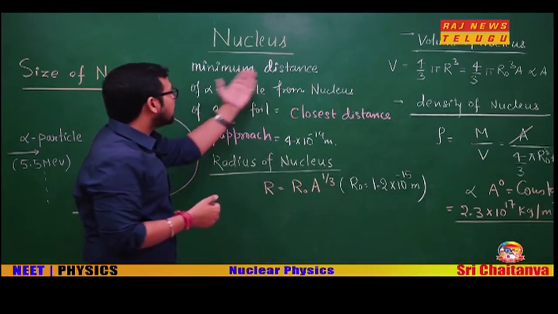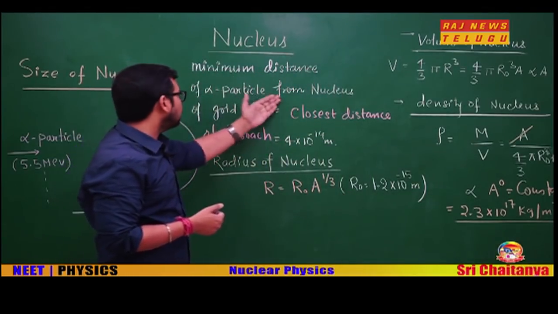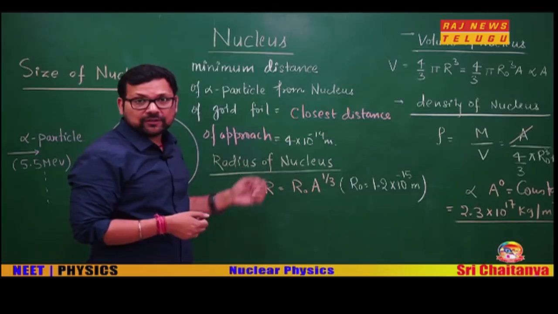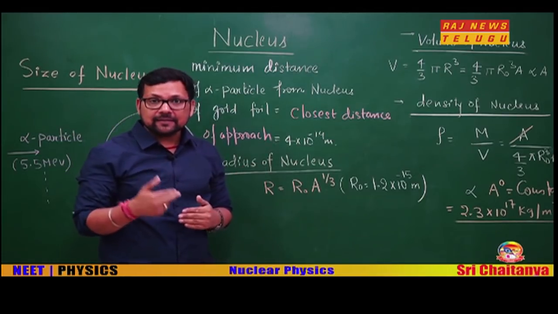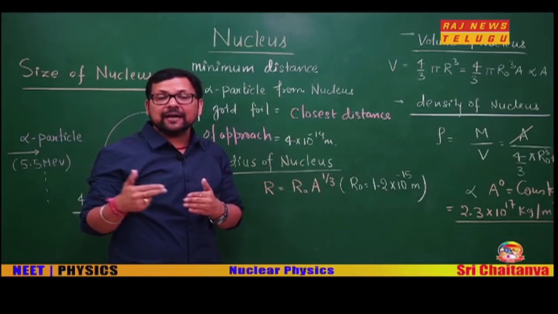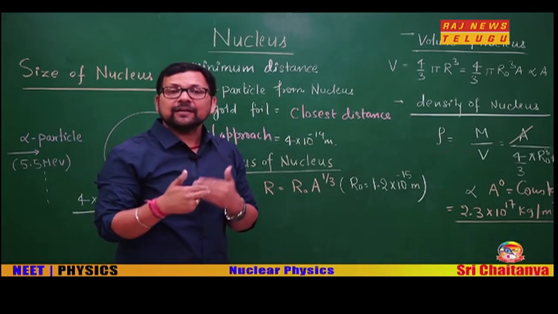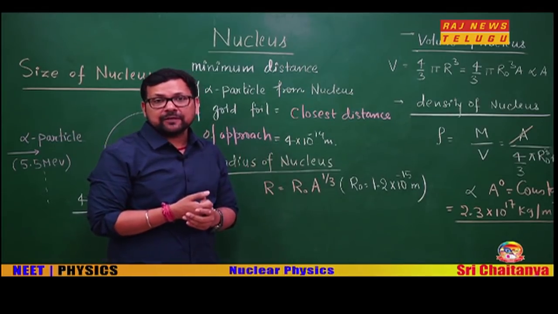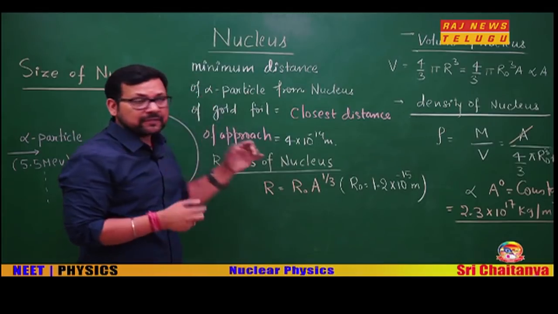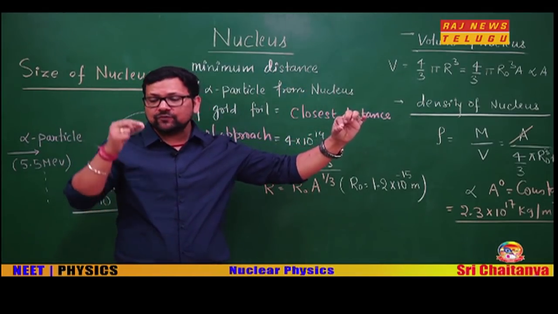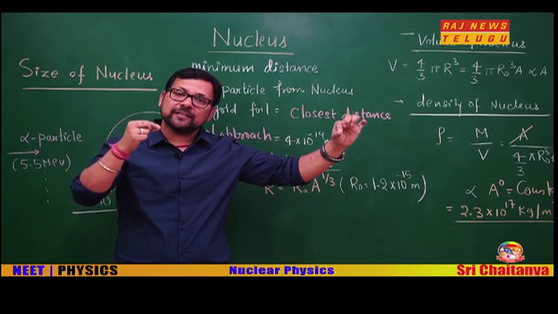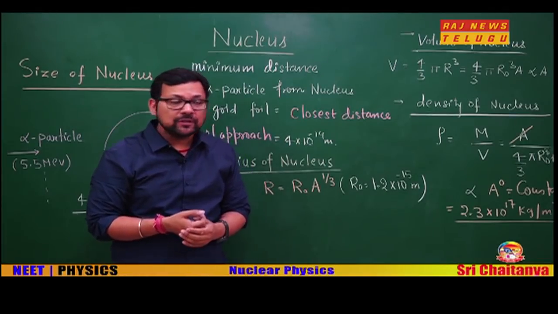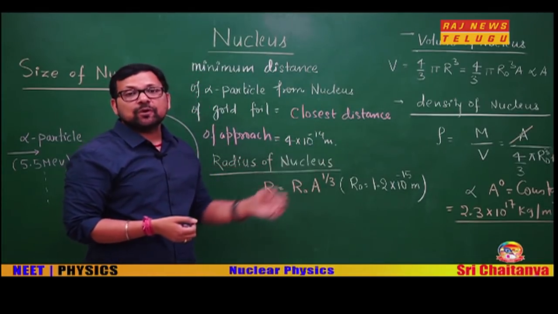See, the minimum distance of the alpha particle from the nucleus of the gold foil is called the closest distance of approach, which is calculated from the Coulombic force's work and the loss in kinetic energy, that we will discuss in a separate topic later. But as a fact, in Rutherford's experiment we can take this data. The minimum distance, this was the gold foil nucleus, this was the alpha particle's maximum point achieved, and the separation between these 2 points was called the closest distance of approach, which was 4 into 10 raised to power minus 14 meter.